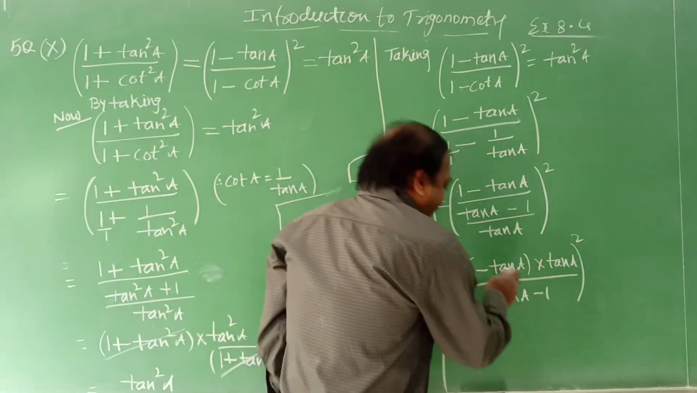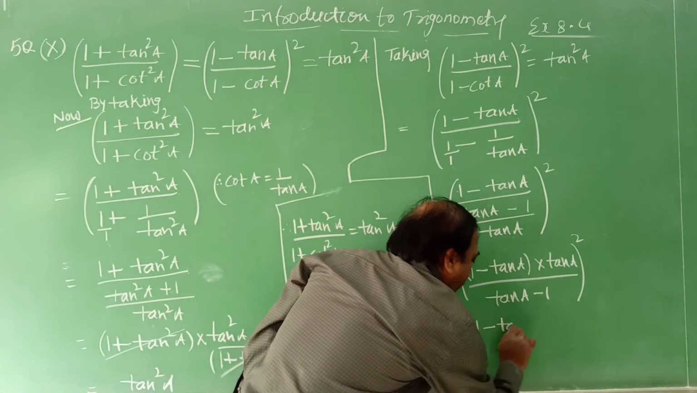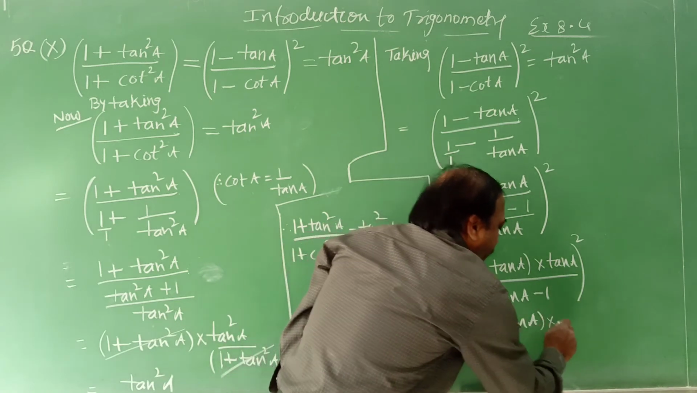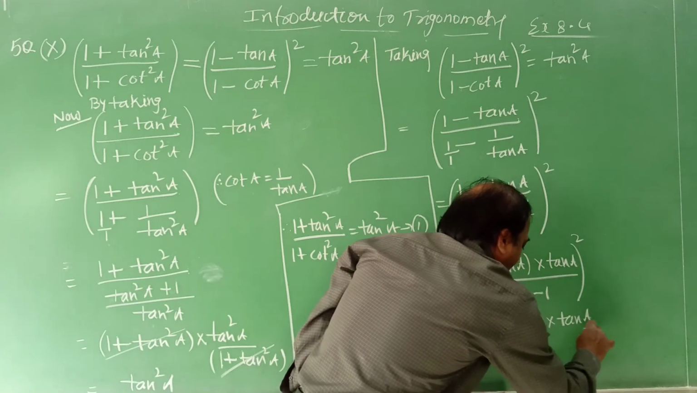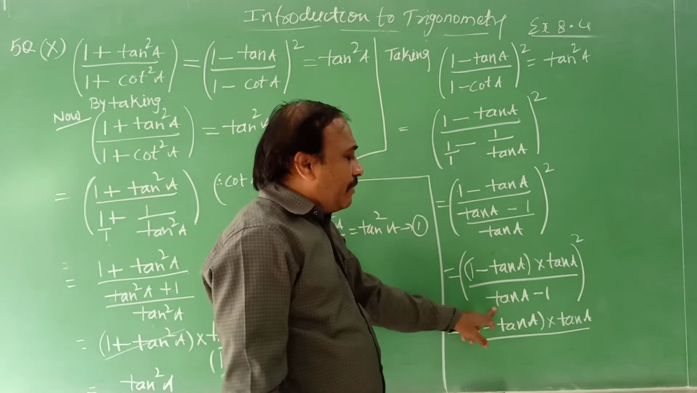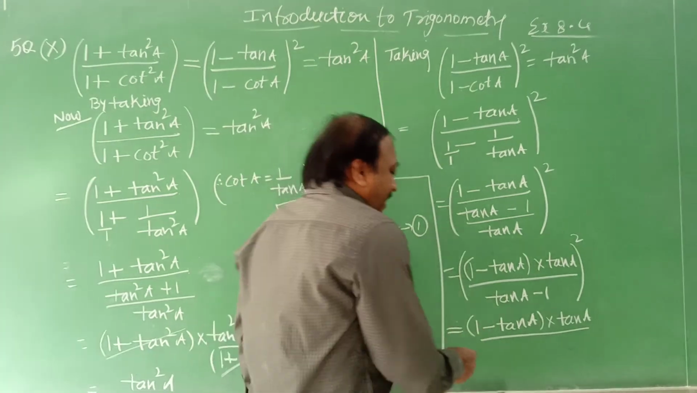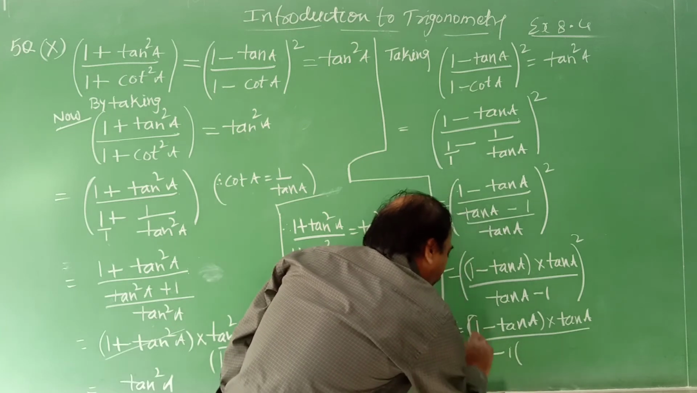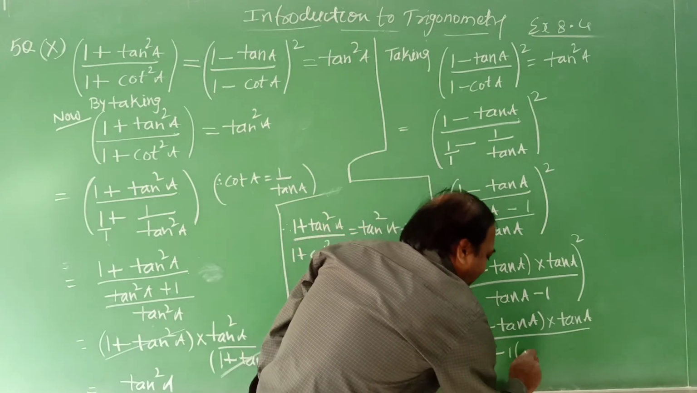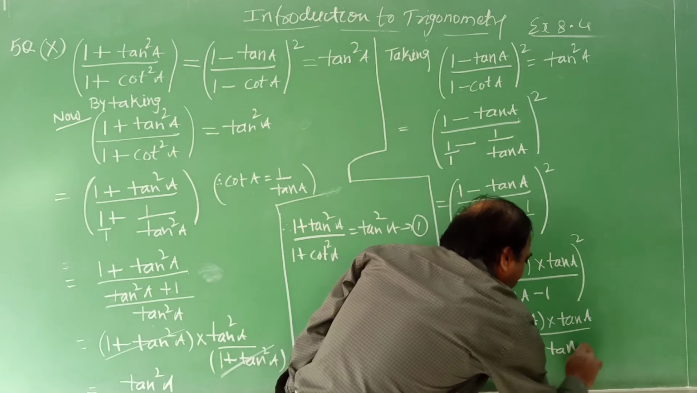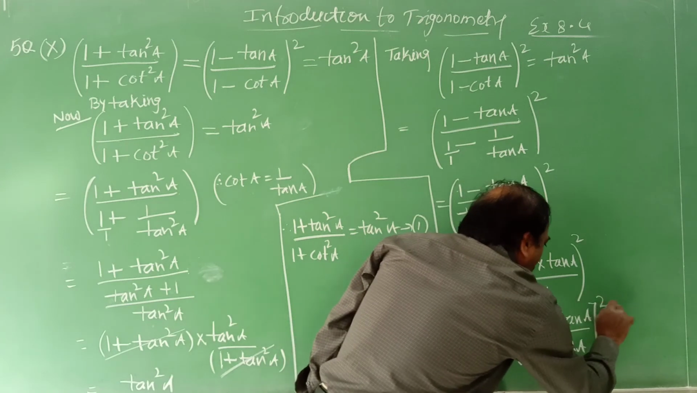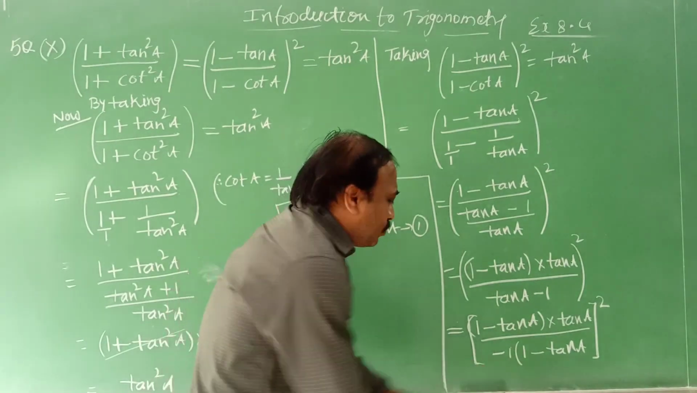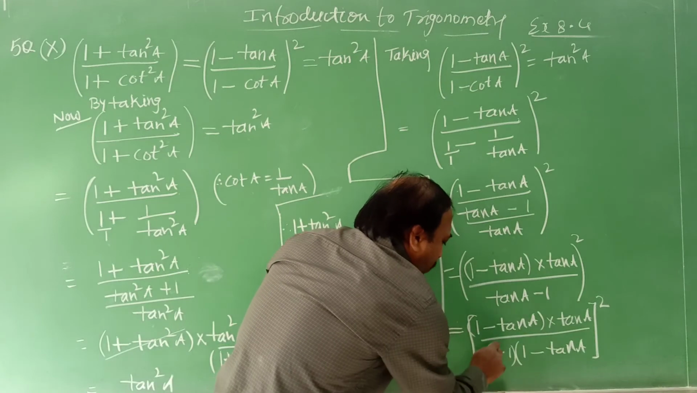So here I am writing 1 minus tan A as it is, into tan A, by, observe it, in the denominator I am taking minus 1 common. If you take minus 1 common, then you will get 1 minus tan A whole square. In the denominator I took minus 1 common.